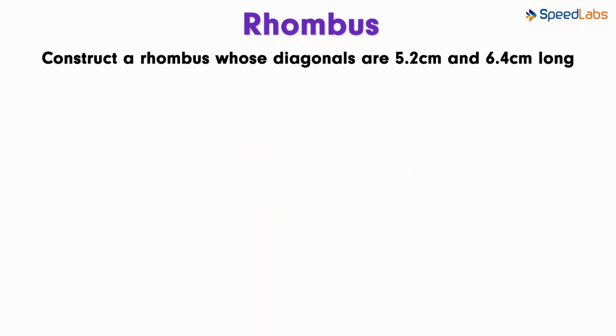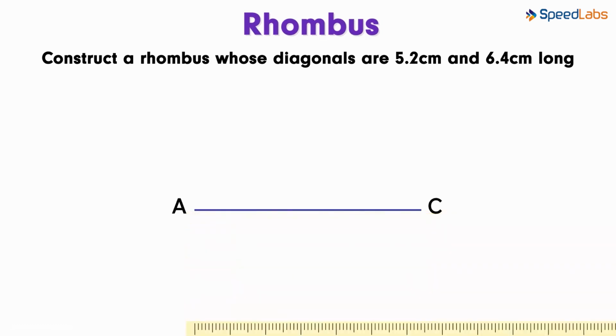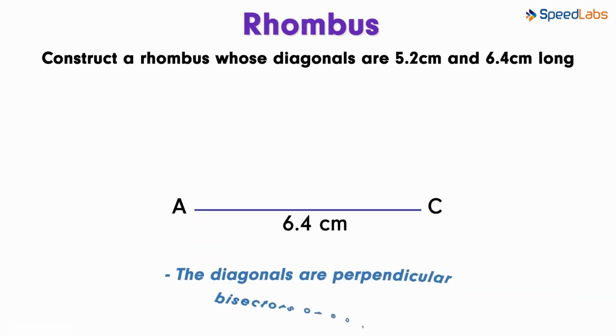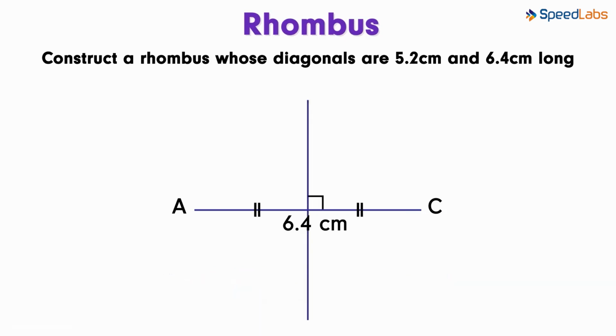Let's draw a rough figure that helps us understand the steps for constructing a rhombus. Let AC be one of the diagonals. It's 6.4 centimeters long. Now we know that the other diagonal is a perpendicular bisector, so let's draw a perpendicular bisector to segment AC. We can call it line XY and call the point of intersection point O. Remember, both the diagonals are perpendicular bisectors of each other, so even for the other diagonal, which is BD, segment AC is a bisector. So if this length is BD, then we can also be sure that OB and OD are equal and half the length of BD.